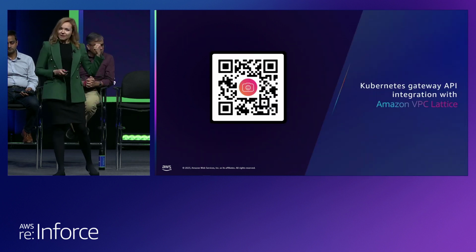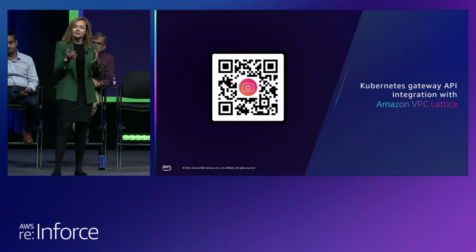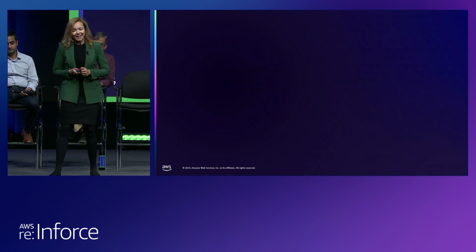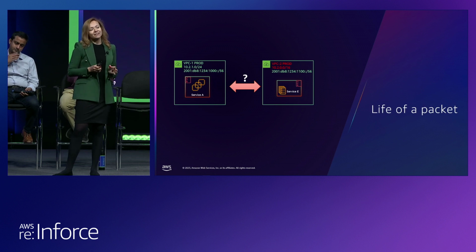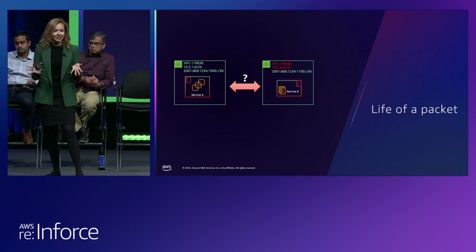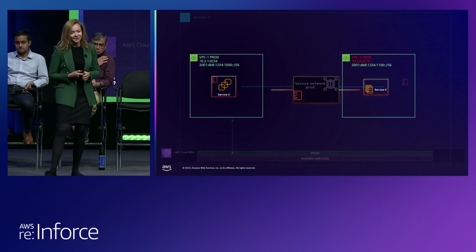Now, I mentioned the Kubernetes Gateway API integration. If you folks want to read more about it, VPC Lattice is natively integrated with Amazon EKS. Very good read. Now, let's look at the life of a packet, because I feel that there's a lot of folks here who are like, okay, this looks good, but how does this actually work under the hood?